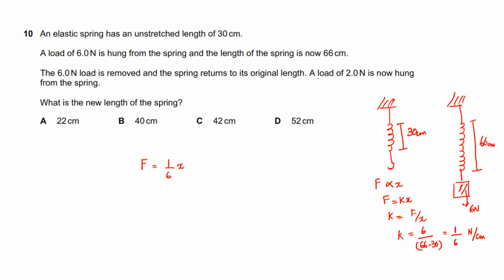So now if a load of 2 Newton is hung from the spring, what is the new length? So load is 2 Newtons, equals 1 by 6 x. So x comes out to be 12 centimeters. So overall length will be the actual length 30 plus this extension 12. It comes out to be 42 centimeters. So answer C will be the best choice we have.